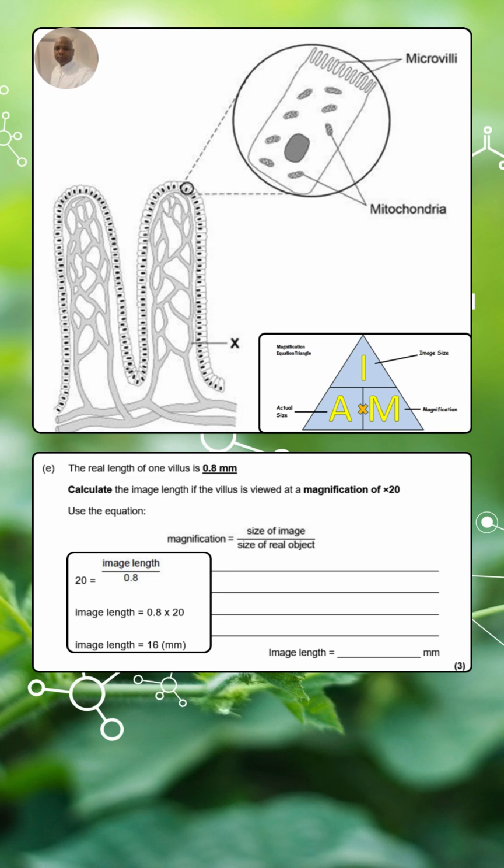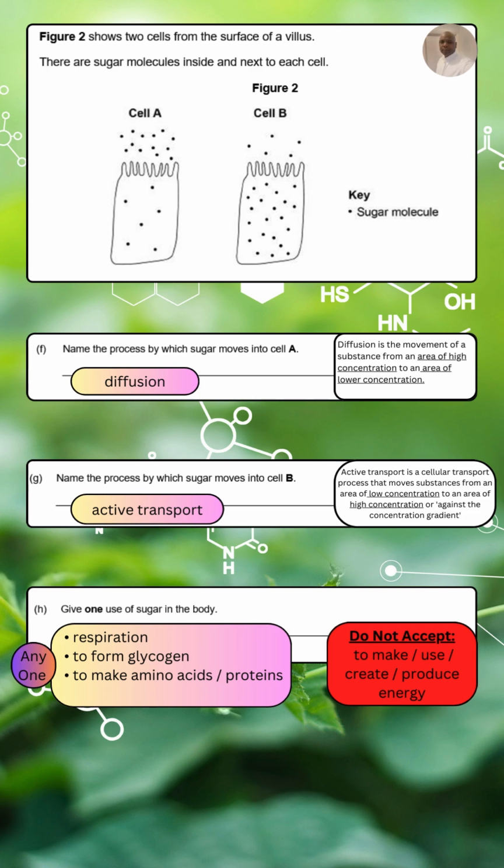Please pause the video and ensure that you understand the question, how to rearrange the equation and how to calculate magnification before you continue. So what AQA did for the next part, F, G, and H of the question, it provides you with figure 2. Now figure 2 provides you with a cell A and cell B, and please note, if you look at the diagram carefully, you will realize where most of the molecules are located, which are the sugar molecules.